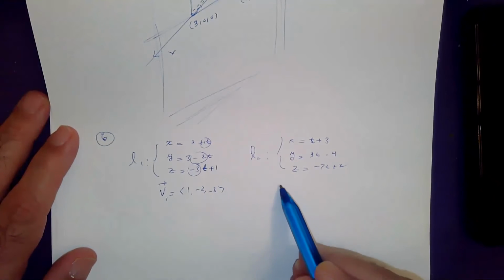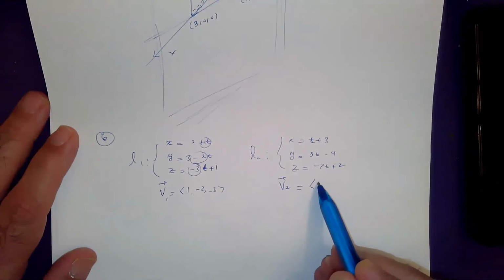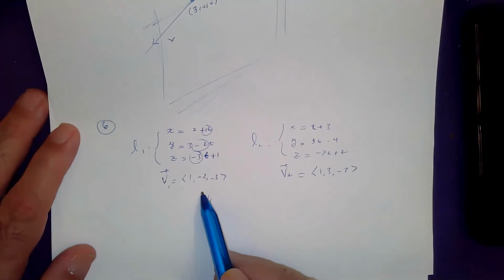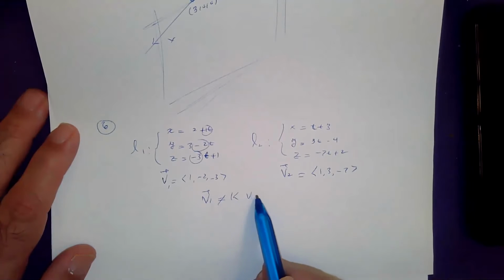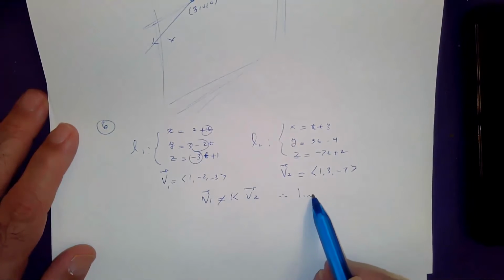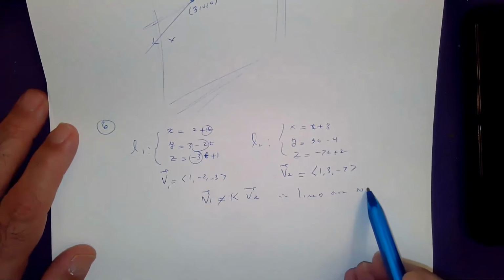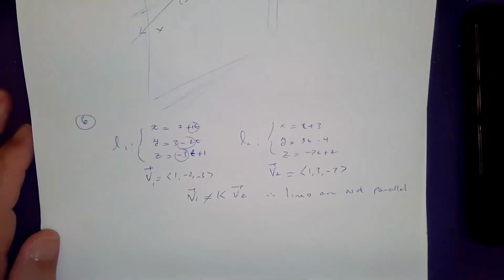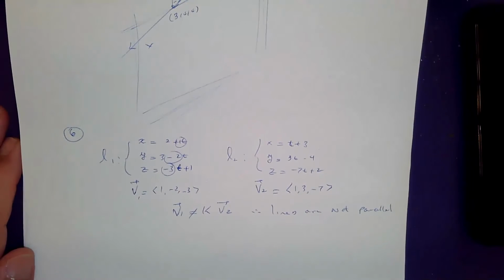Parallel to the line. And similarly, here you get 1, 3, negative 7. Because 1 is not a scalar multiple of 2, so we know the lines are not parallel. Just because they are not parallel, that doesn't necessarily mean they cross.